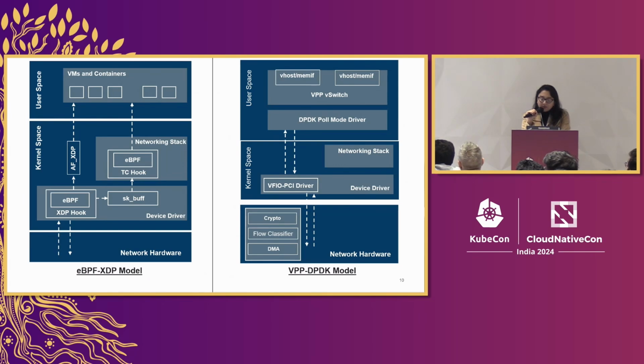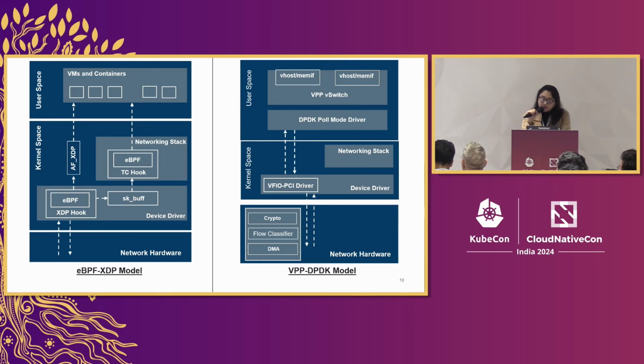Then comes the VPP DPDK model. As soon as traffic comes, with the help of kernel modules like the VFIO PCI driver and the DPDK-provided poll mode driver, you can bypass the kernel networking stack layer and send traffic directly to the user space where your load balancing logic will be running.